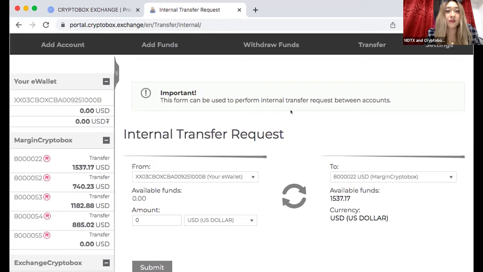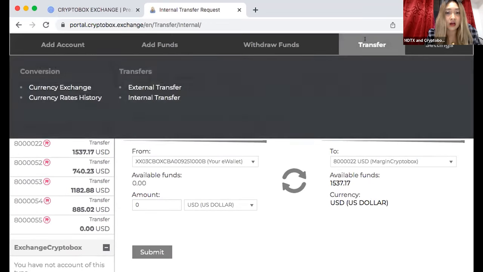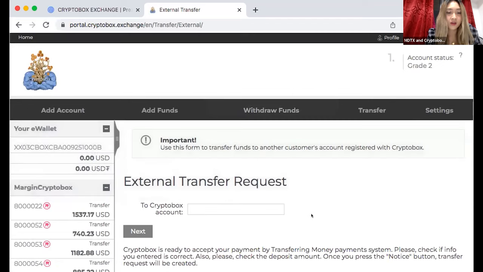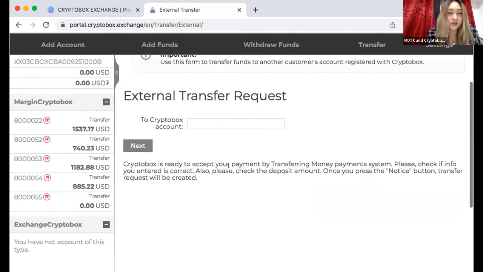Okay, so for Cryptobox Exchange, you're also allowed to transfer your funds to another account. You're just going to click on transfer and external transfer. And this is where you just have to type in the Cryptobox account. So yes, you're only allowed to do external transfers to other Cryptobox accounts.